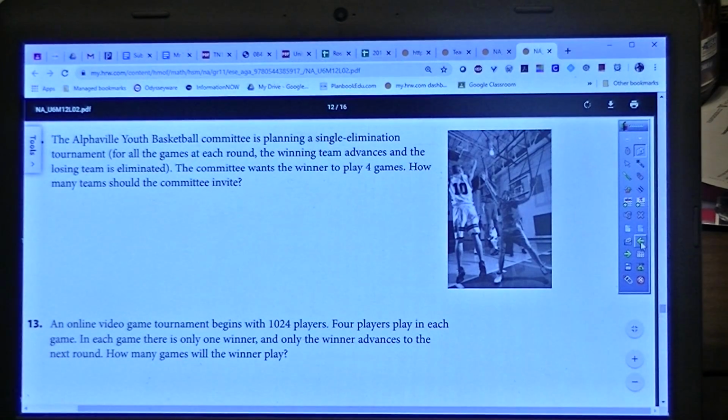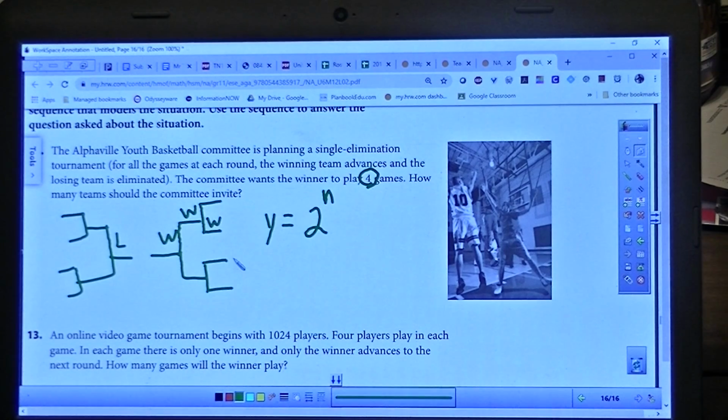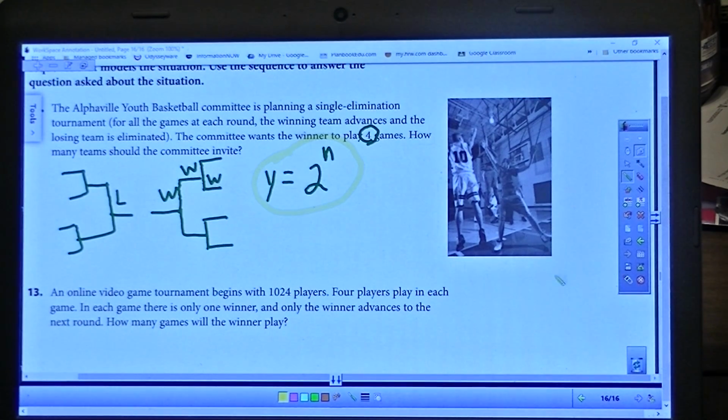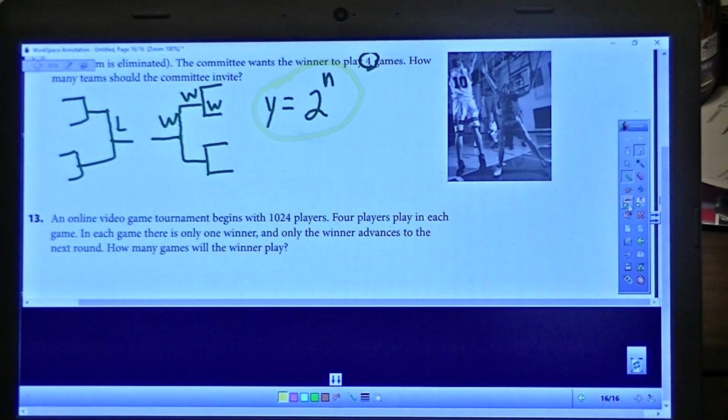So let me back up just a little bit. And so this is what that would look like. And so I kind of started with looking at this diagram thing, working from the winners out to how many games. Now 13 is a little bit backwards from that. Okay? It's a little bit backwards from that. So on 13, I'll make a little bit more space here.